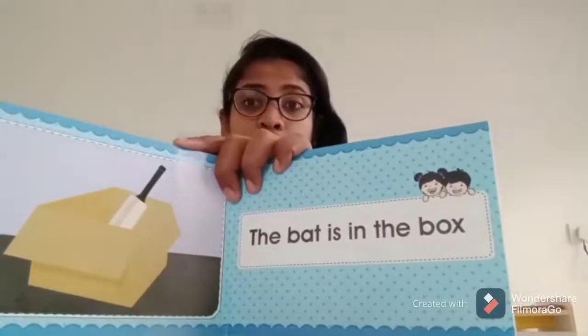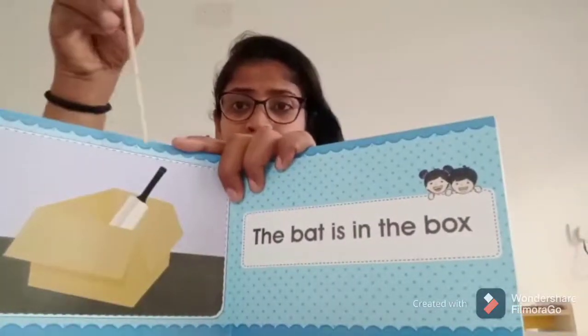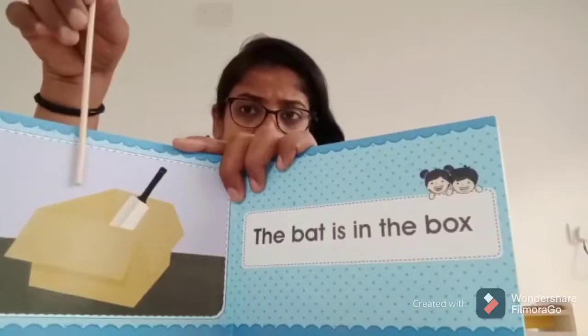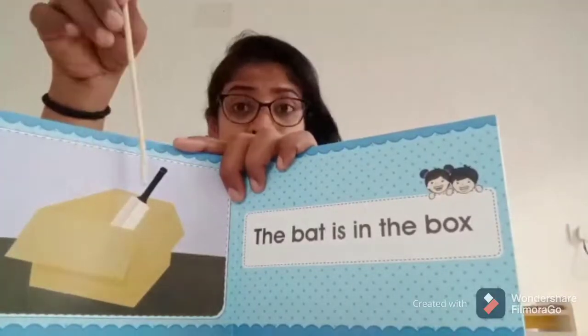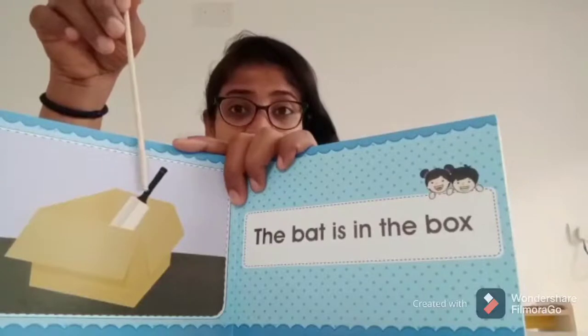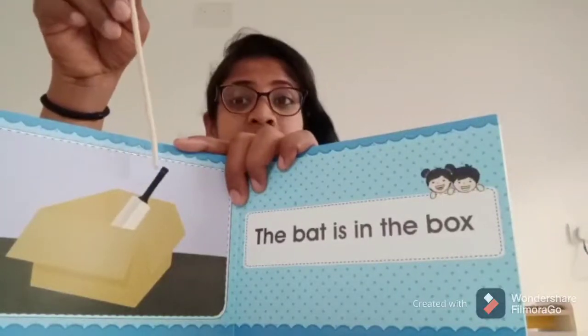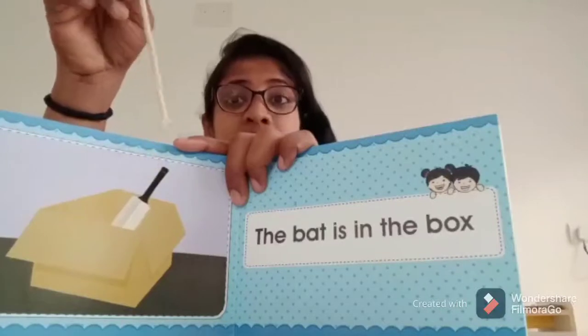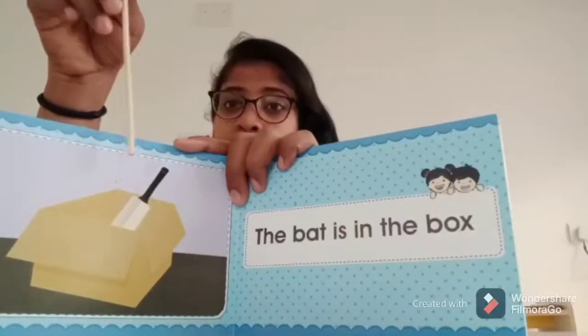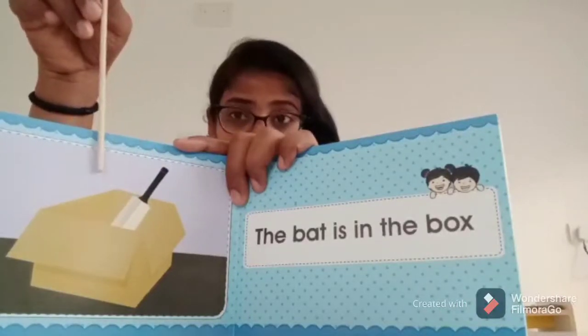Okay, children, what can you see in the picture? There is a bat and a box, right? So where is the bat? The bat is in the box. Where is the bat? The bat is in the box. It is inside the box.